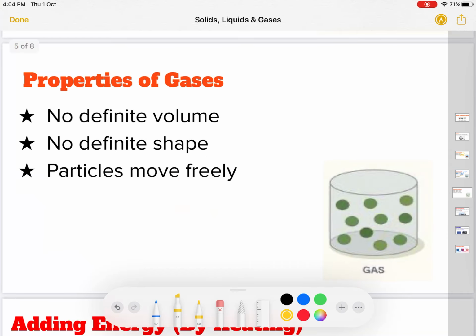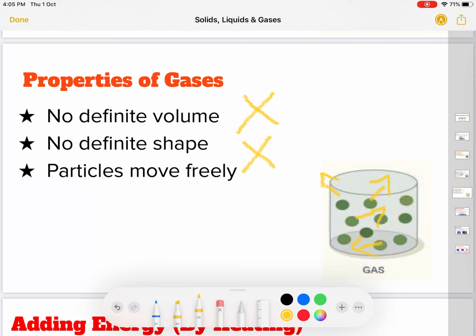Then, gases. Gases I will make it easy for you. They don't have a definite volume, they don't have a definite shape. So two axes. And of course, particles move freely all over the container or the room, and they move freely and fast also. Okay, miss, how do they not have a shape?